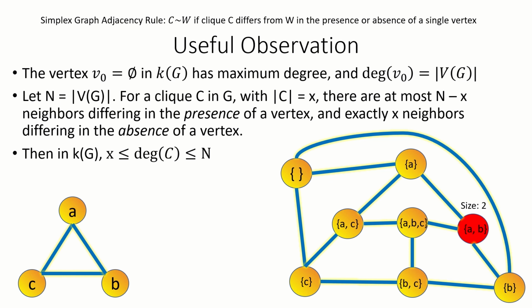Now that we know that the upper bound for degrees of vertices in a simplex graph is the order of the original graph, we can say with certainty that the zero clique vertex is of maximum degree in the simplex graph. Let's keep this fact in mind while we look at the next fact, which will let us reverse the simplex graph operation.